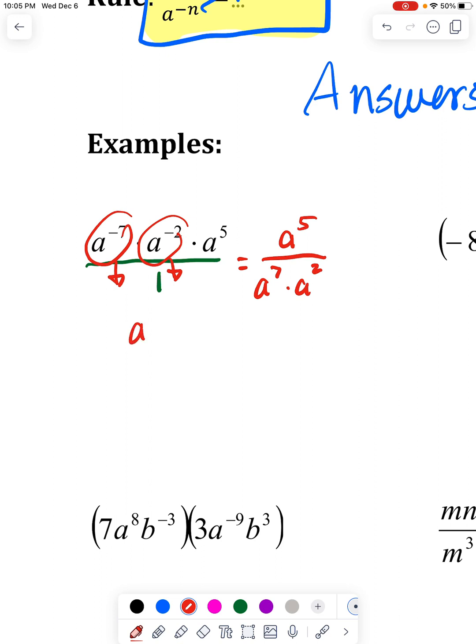Well, the top doesn't have anything except that a to the 5. But on the bottom, if I look side to side, these two are the same. And so because they're getting multiplied, I actually add their powers, and I would end up with this. And then the last step says to look from top to bottom to cancel.